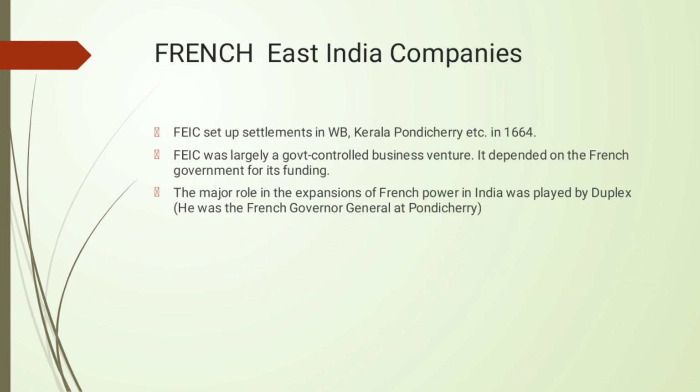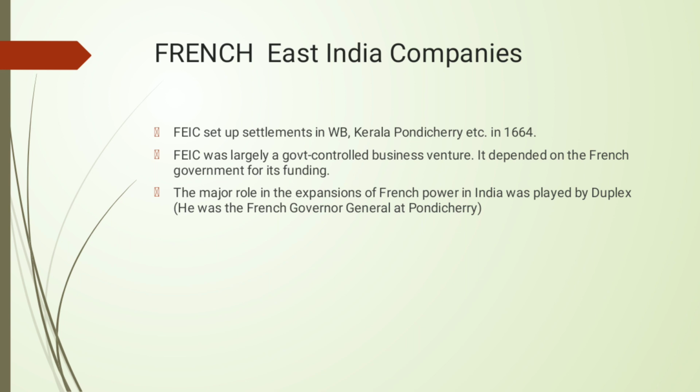Now we will talk about the French East India Company. The French East India Company had settled in Bengal, then in Kerala, Puducherry. So in this way, they had also settled in different parts of the coastal areas. And this French East India Company was very much controlled by the French government. It was a government controlled business venture, because it was dependent on the French government for a lot of money. They needed a lot of funding, so they were dependent on the French government.